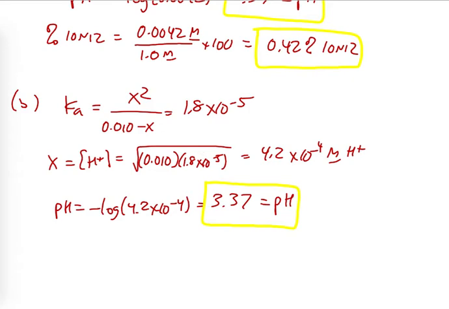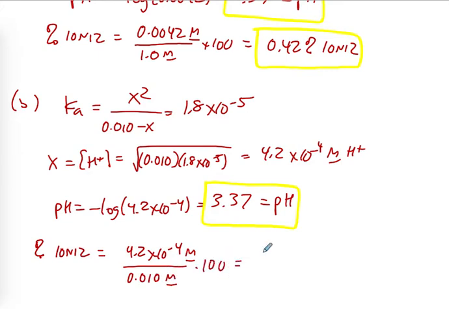Watch this. The percent ionization is 4.2 times 10 to the negative fourth molar divided by 0.010 molar times 100, or 4.2% ionized, which is almost counterintuitive.